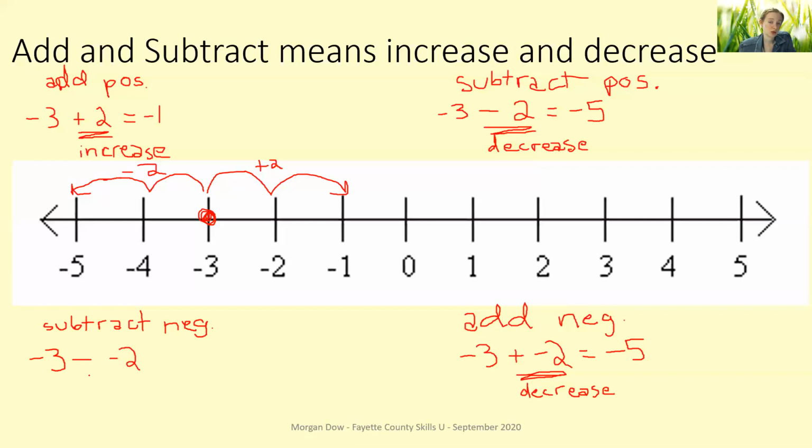Well, when we subtract positive numbers, we know we decrease, right? That's kind of like the normal thing. That's what we're used to. But now when we throw a negative into the mix here, when we do the opposite, subtracting a negative makes us increase instead of decreasing. Positives and negatives are opposites. So -3 minus -2, we're going to increase 2 spaces to land at -1.